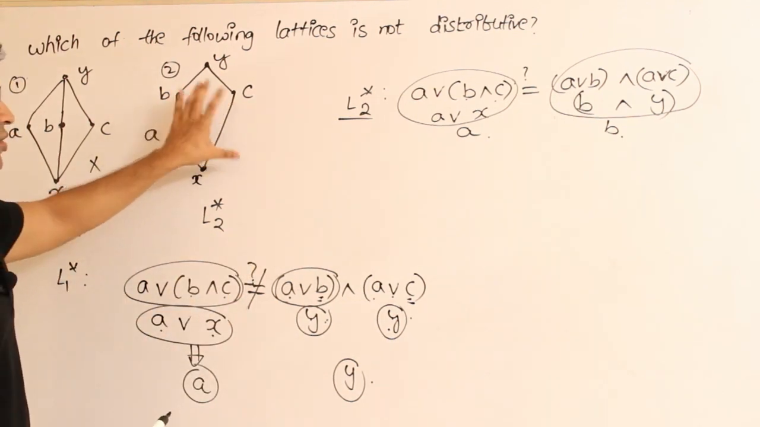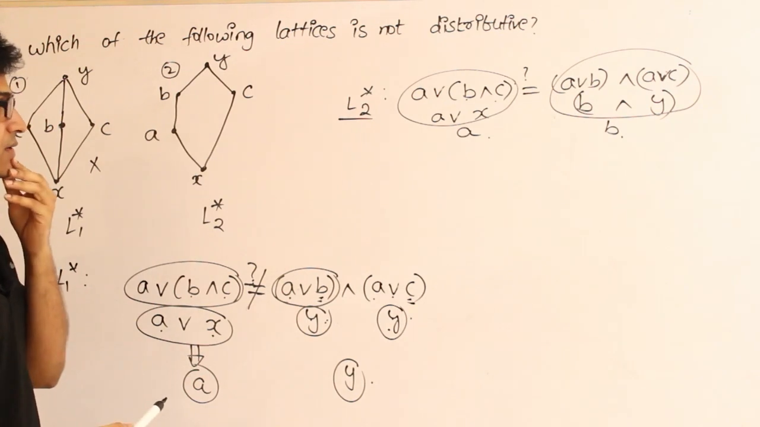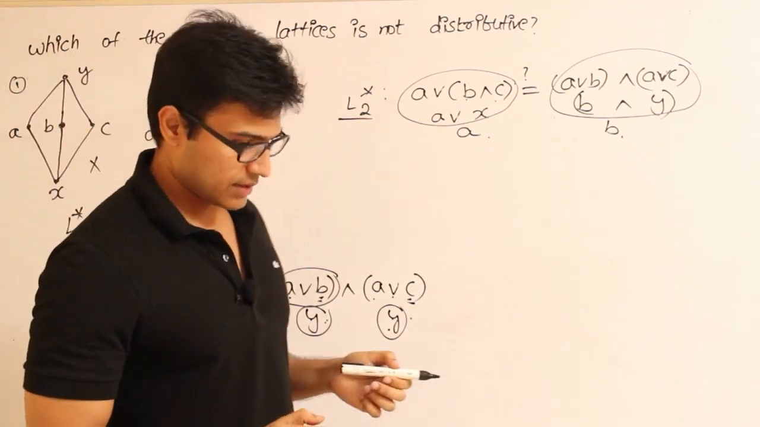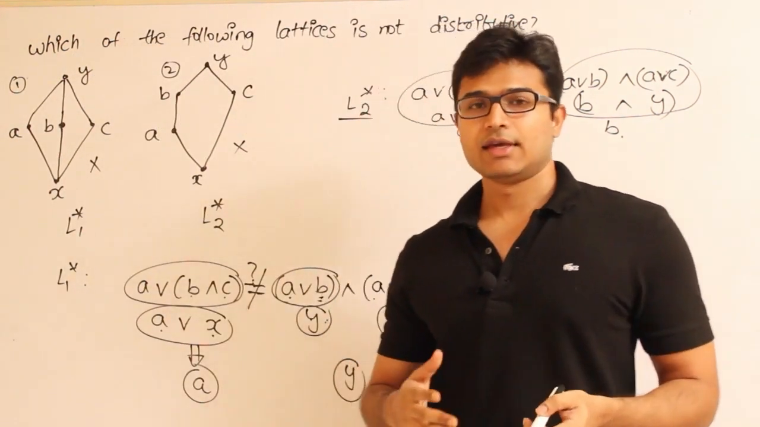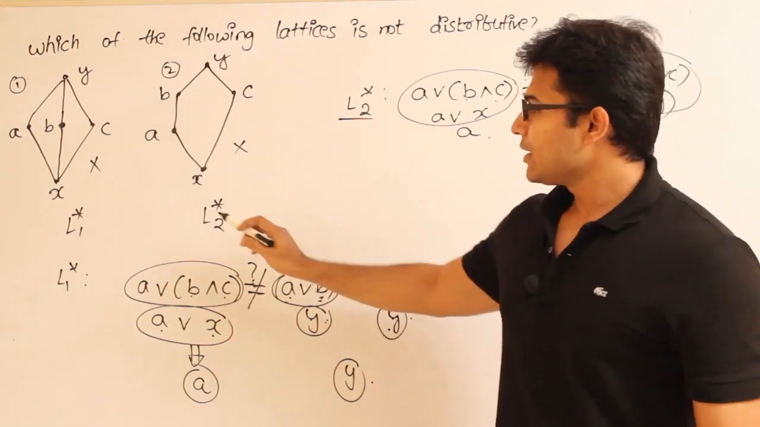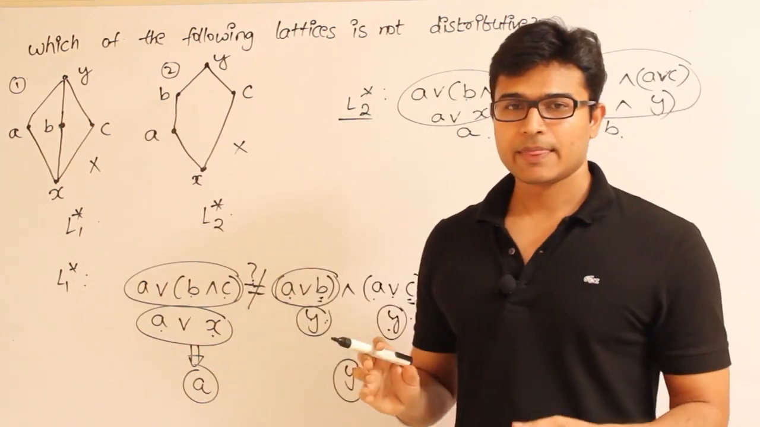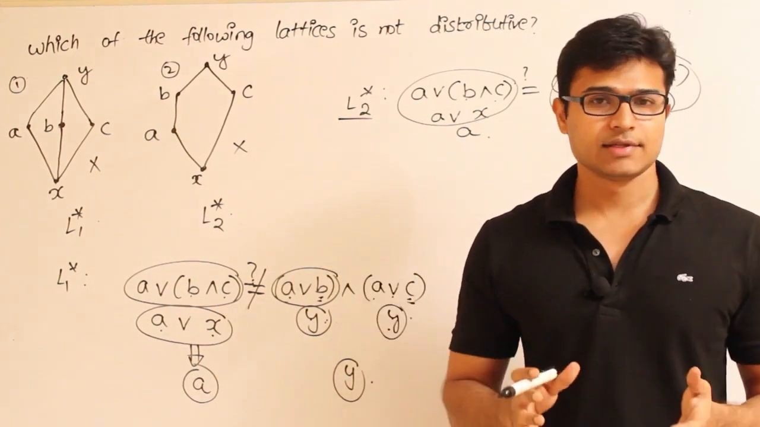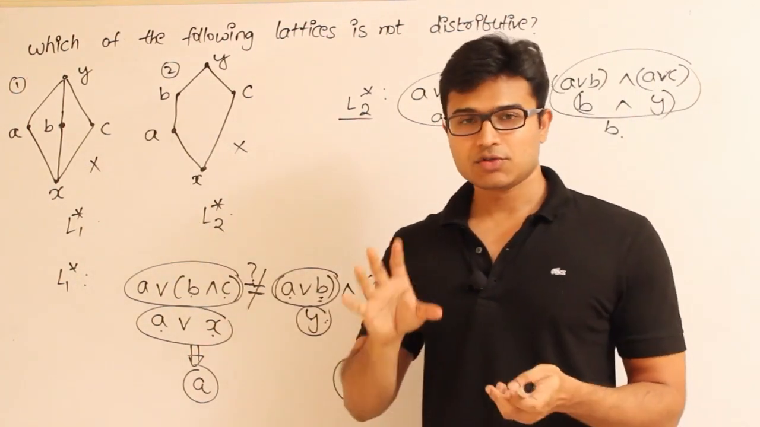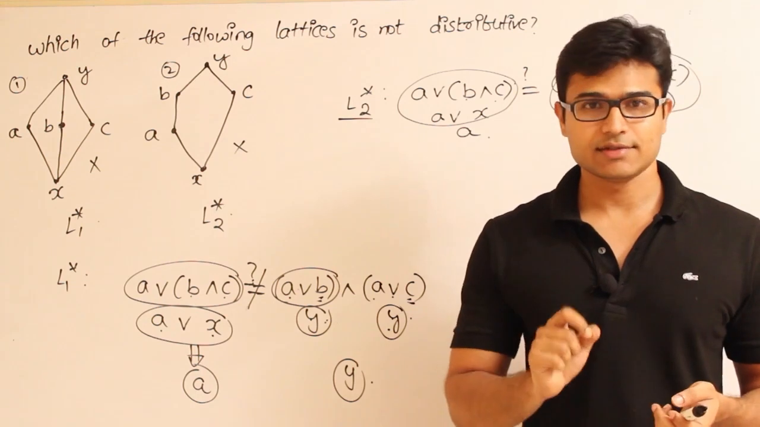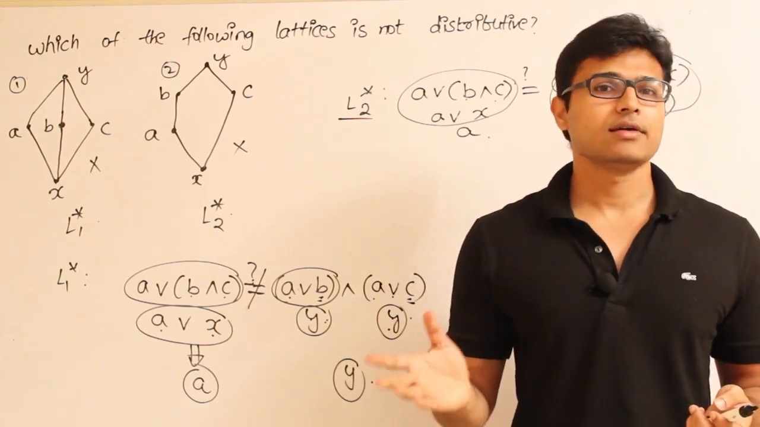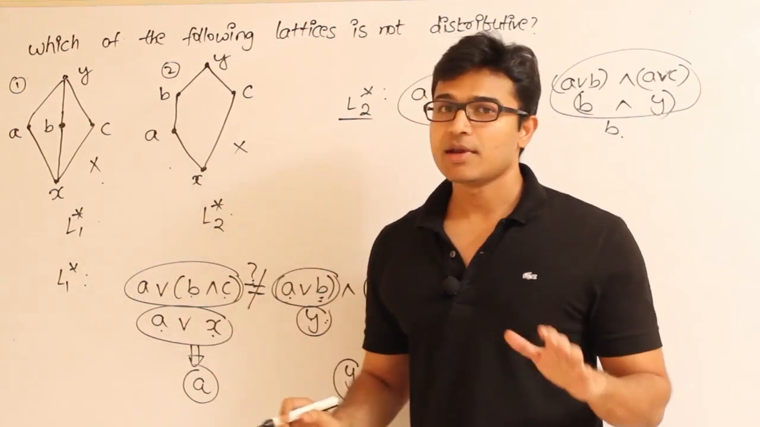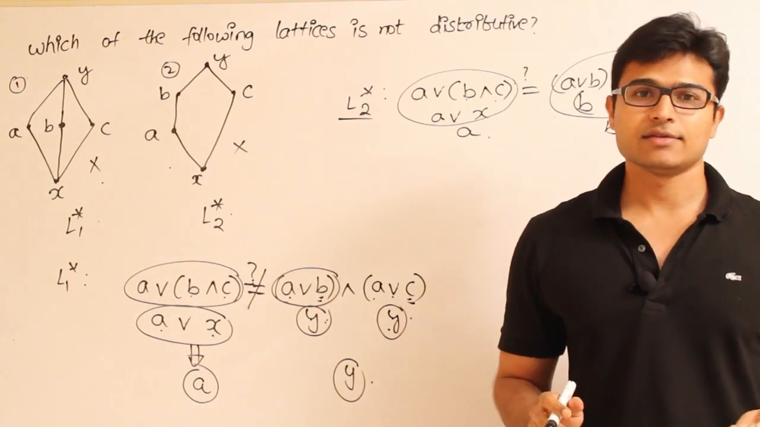So even in L2 star, you can see clearly that the distributive law doesn't hold, and so it is not distributive. One interesting thing is, if you can find any lattice in which either L1 star or L2 star is present as a sublattice, understand this, if you have a big lattice in which either L1 star or L2 star is present as a sublattice, then you can say that that particular lattice is not a distributive lattice. In case these two are not present as sublattices, then definitely that lattice is a distributive lattice.